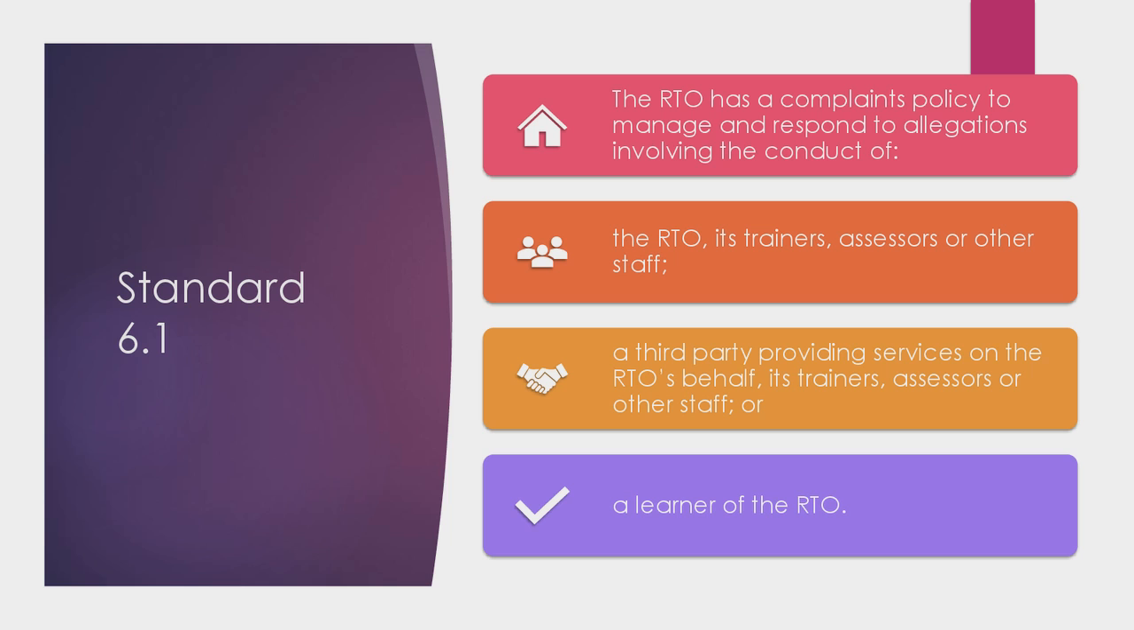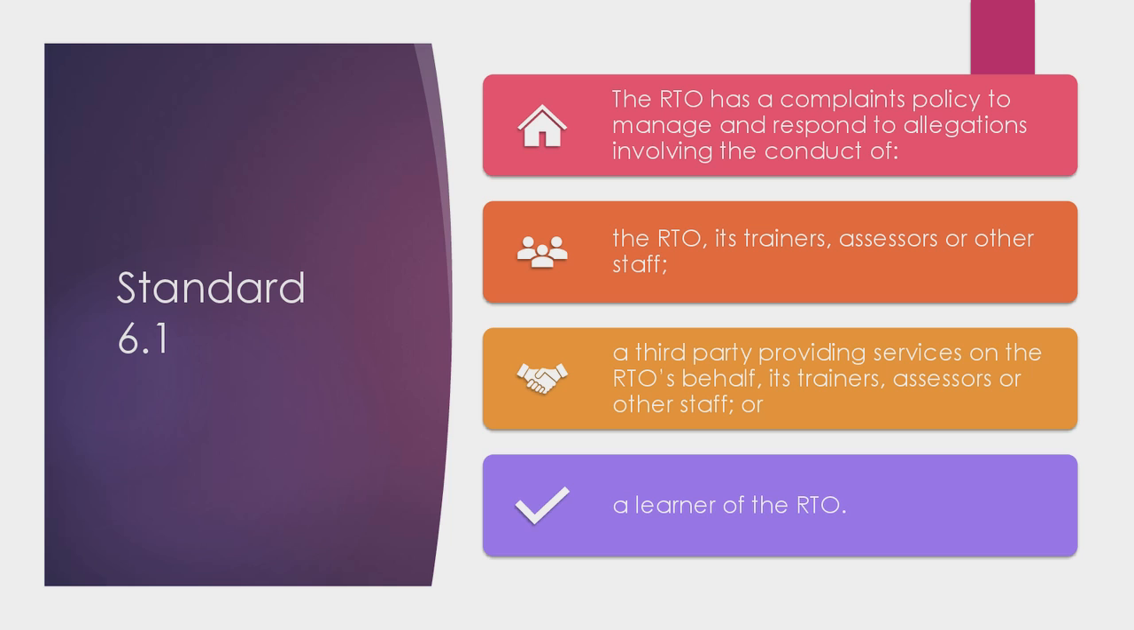involving the conduct of the RTO, its trainers and assessors, or other staff within the organisation. Can also be a third party providing services on the RTO's behalf, its trainers, assessors, or other staff. So it might be a third party, as I stated earlier, that you're hiring, maybe another training organisation to deliver a unit that's not what you want to deliver. You've hired a third party to do that, and they might want to make a complaint about the trainer assessor of that other RTO. So that could be another scenario there.